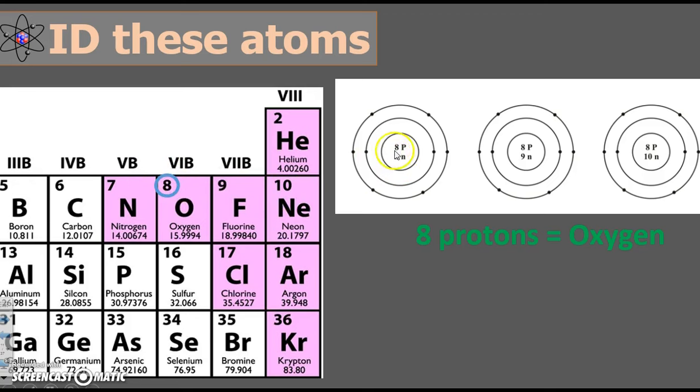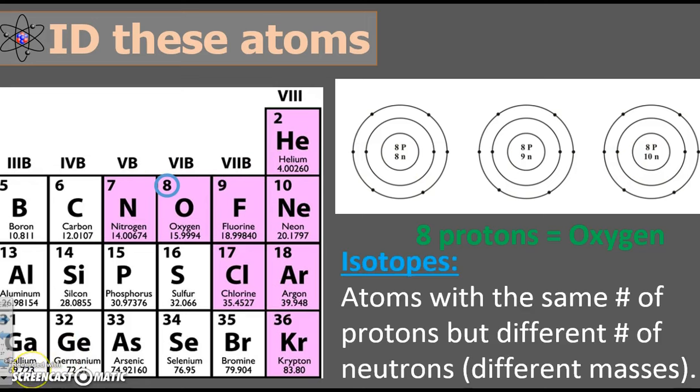So let's look at the little picture. 8 protons, 8 neutrons. The one in the center has 8 protons, 9 neutrons. The one on the far right has 8 protons, 10 neutrons. Because they have 8 protons, they're still classified as all oxygen.